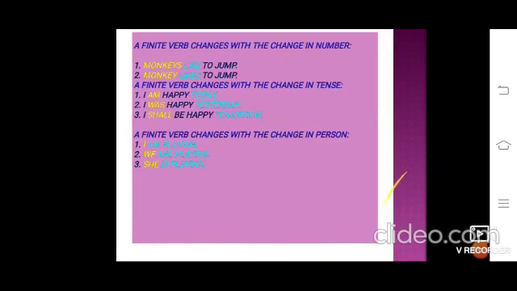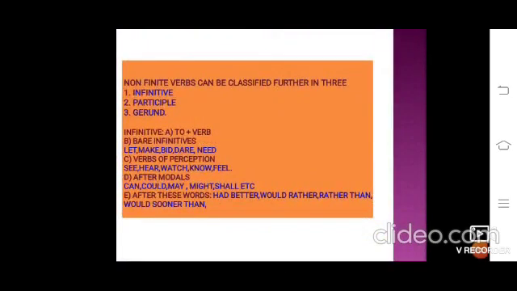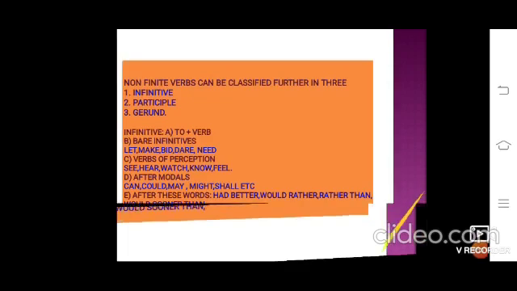So the verbs that are used after this are always used in their first forms. I had better dance than sing. He would rather prefer tea than coffee. I would sooner book a ticket than stay here alone. So the verbs that usually come after these words are in their root forms, and they are called non-finite verbs.